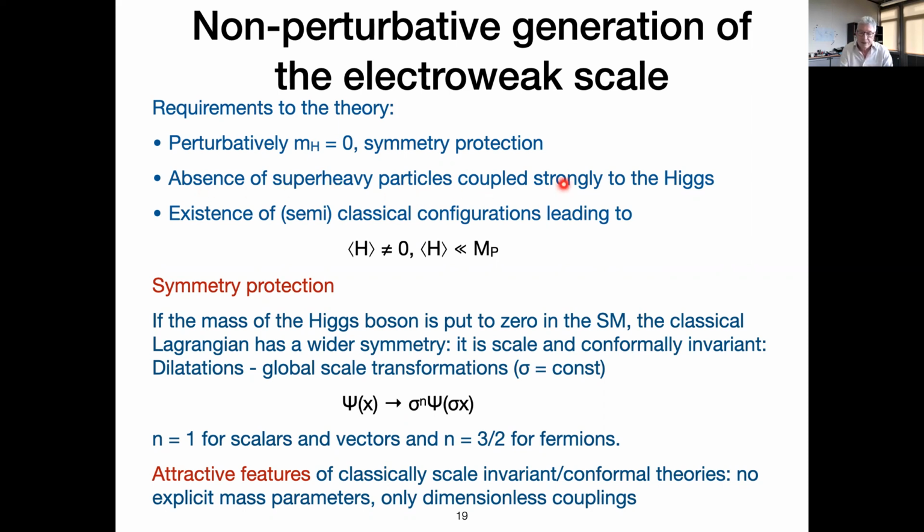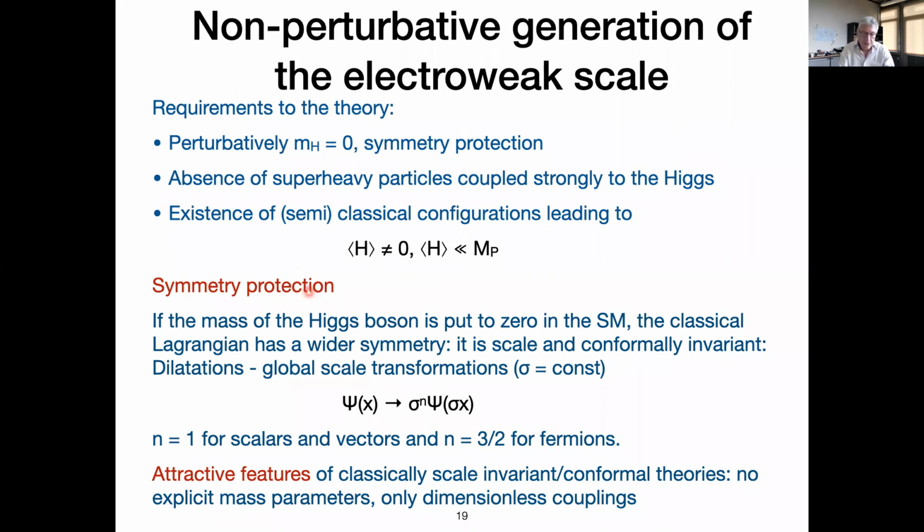The second requirement is the absence of super heavy particles coupled strongly to the Higgs boson. Why so? Then we are coming back to this naturalness argument. If there are these large particles, then we will get a situation like in grand unification, where the contribution of these particles will generically bring the mass of the Higgs boson to the high energy scale. And then, I'm talking about non-perturbative effects, and non-perturbative effects for me will be semi-classical effects. Semi-classical meaning that there will be some configurations living in Euclidean space-time, which can be called instantons or something like that, which have sufficiently large action and which generate a non-zero vacuum expectation value for the Higgs field. So let's go through these different points.